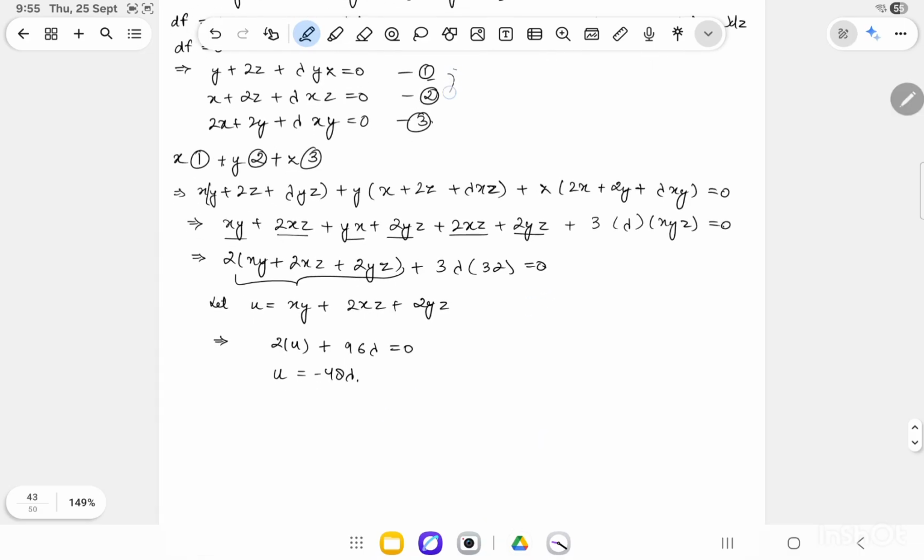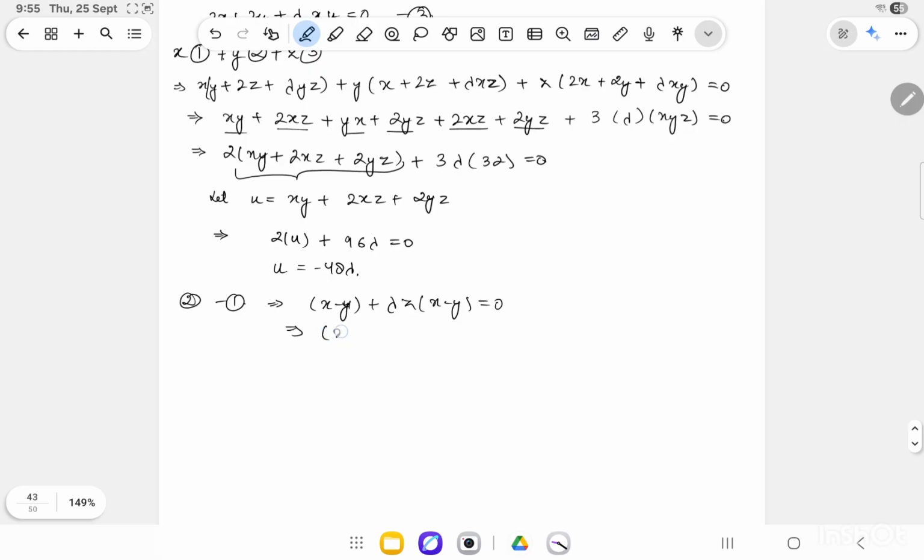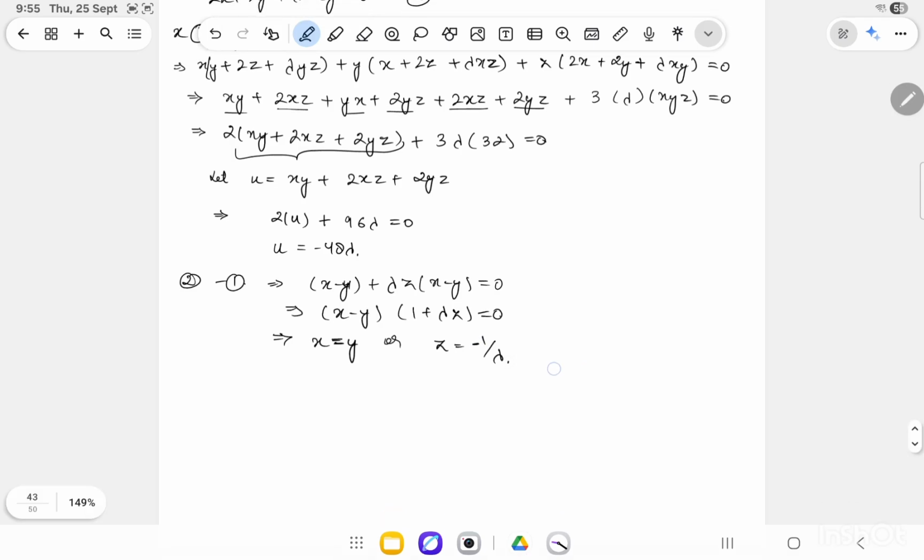Let's just subtract these two equations. Let's subtract 1 from equation 2, so that basically gives me (x minus y) plus lambda z into (x minus y) equals 0. So if I take x minus y common, I'll get 1 plus lambda z equals 0. That basically gives me x equals y or z equals minus 1 by lambda. Now these are the two relations that I got.